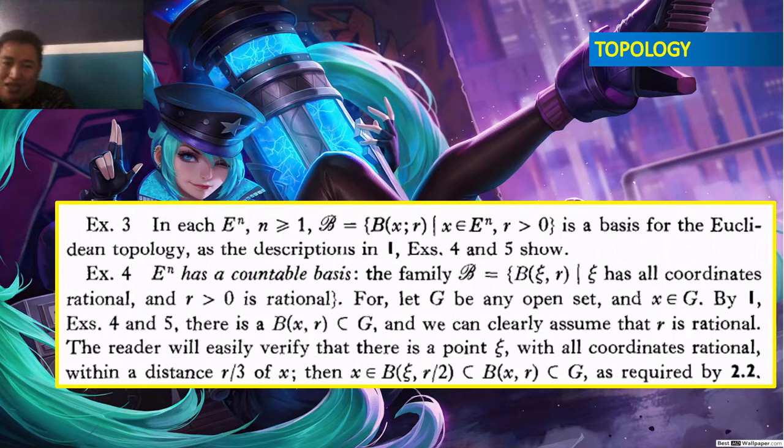Okay. Now, next. Okay. Kung may naklas po, for all X, sabon na element in EN. Okay. Now, example number 4. EN has a countable basis.